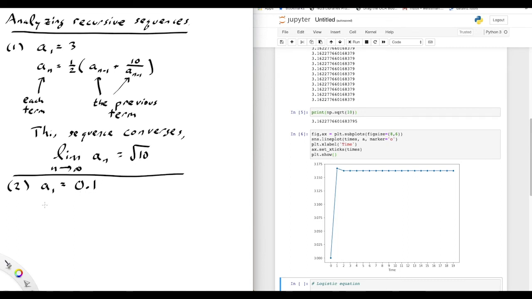And then each term in the sequence is some constant, we'll call it c, times the previous term times 1 minus the previous term. And this number c is something that you have to choose. So you might try c is 1, or c is 2, c is 3, it doesn't have to be a whole number, it could be 3.5. Etc.